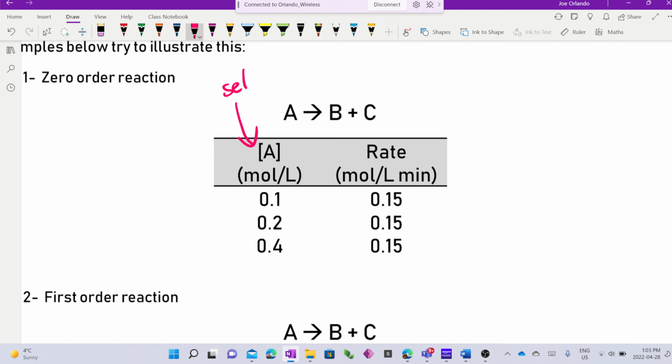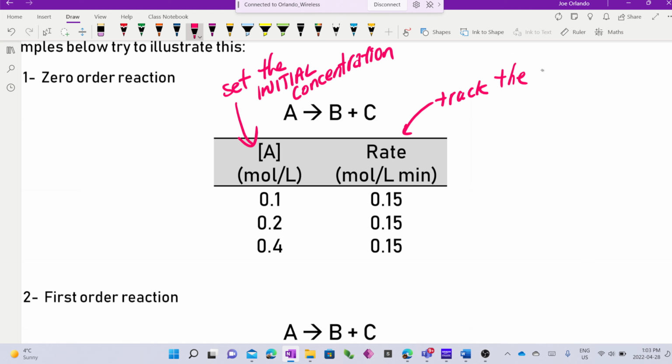Here, I'm setting the initial concentration, and we're going to track the initial rate of the reaction. So in the first trial I did here, what did I decide to set my concentration of A as? 0.1 molar, which means 0.1 moles in a liter. Molar means moles per liter, another way of saying it. And, no worries, what was the rate of the reaction when I did that?